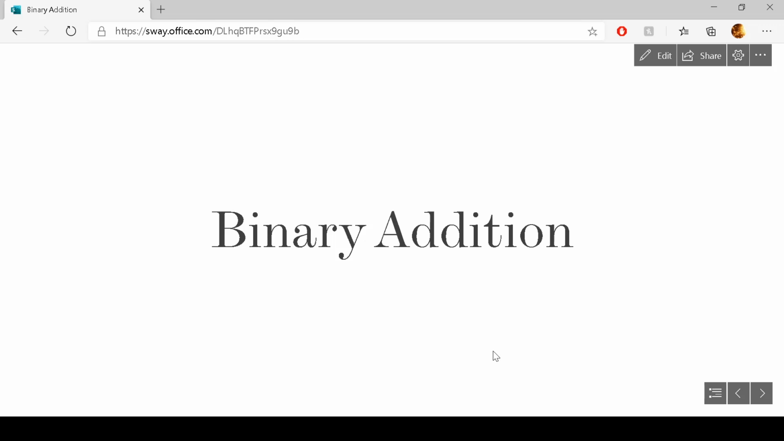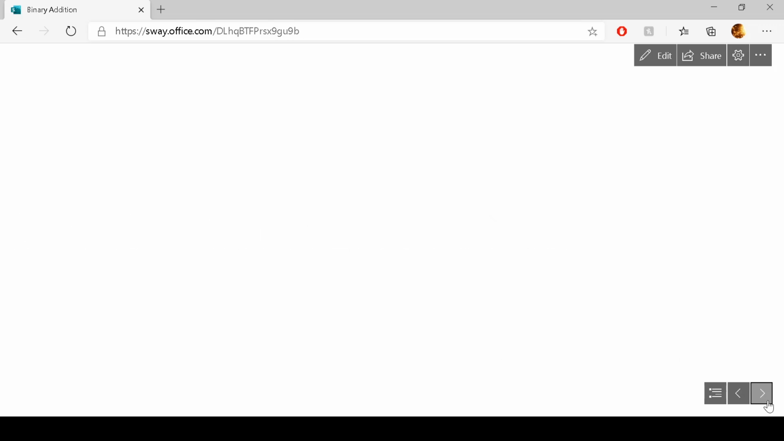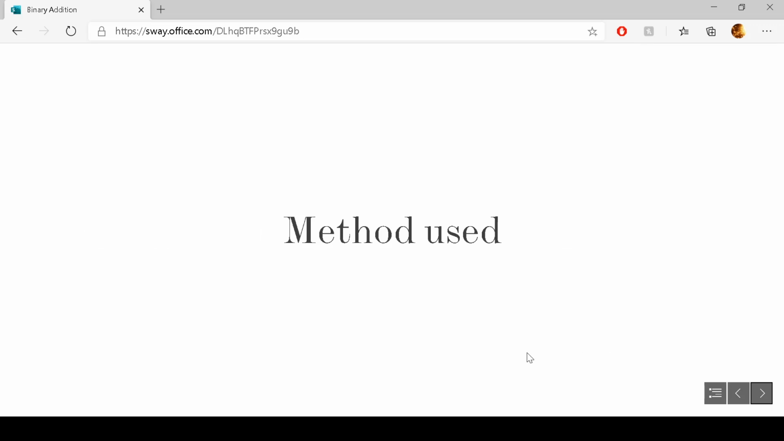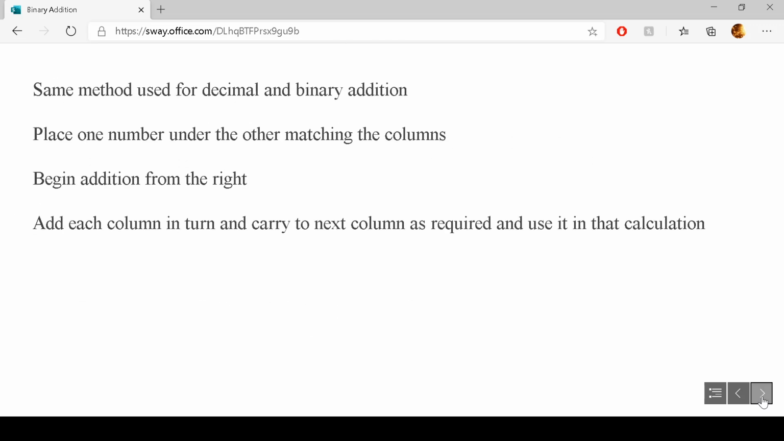Today's topic is binary addition. The first thing that we'll do is look at the method that is used for decimal addition and also how that relates to binary addition. So the same method is used for decimal and binary addition.